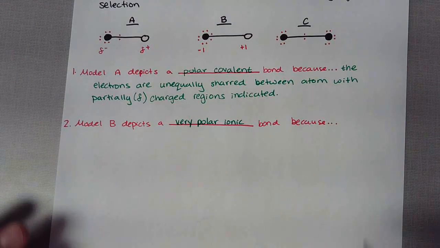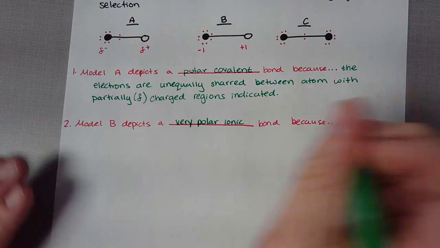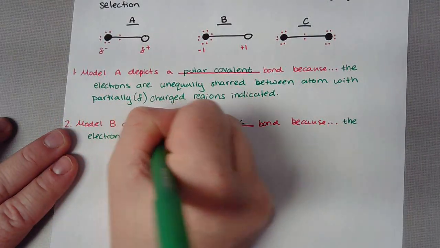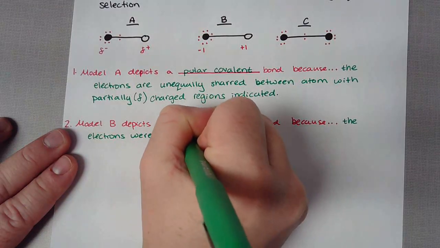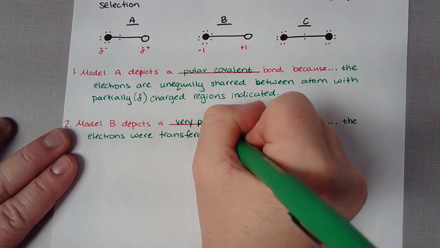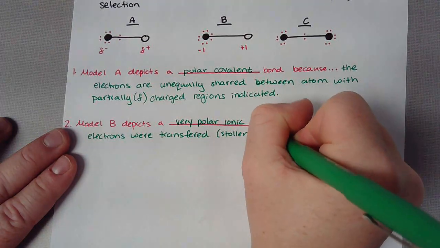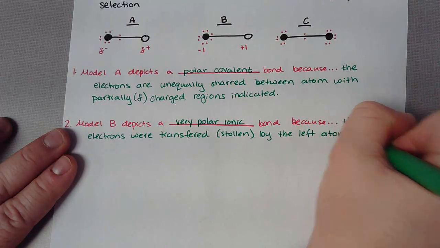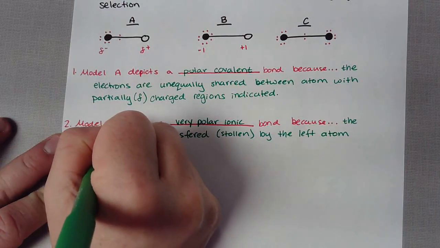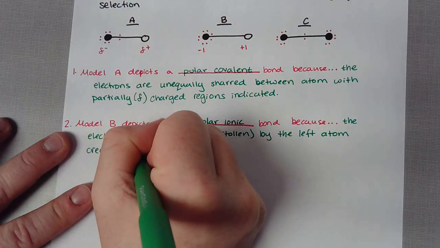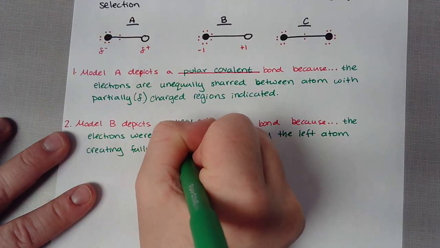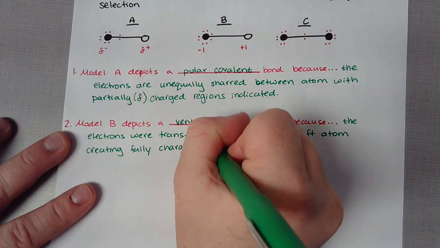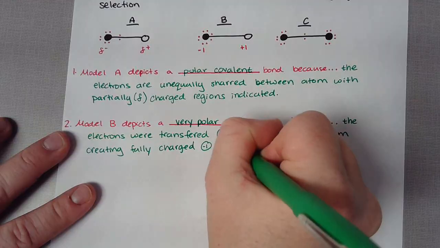How was I able to identify that? Well, the electrons were transferred, aka stolen, by the left atom, creating fully charged -1 and +1, oopsie, ions.